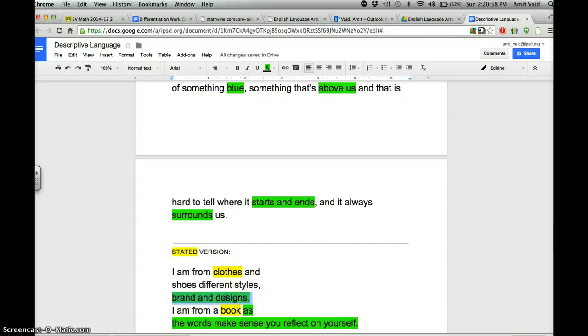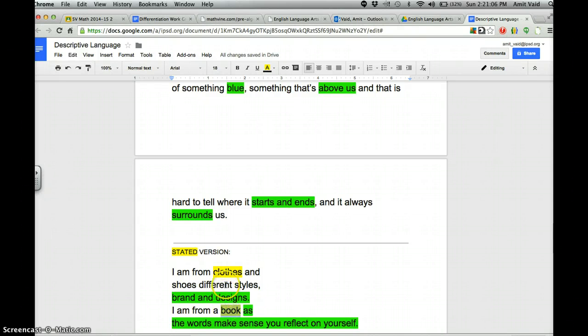Brand and designs. That's being specific. And I really like this line. As the words make sense, you reflect on yourself. That's descriptive. You're describing what the words do to you. You're describing that shoes do have different brands and designs. You're being specific. But I did change the words clothes and book. So the strategy again is to think about what you think of when you think of these regular, plainly expressed, stated, or told words. Clothes and book.